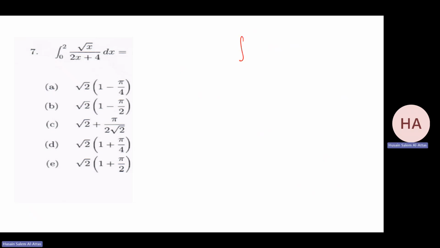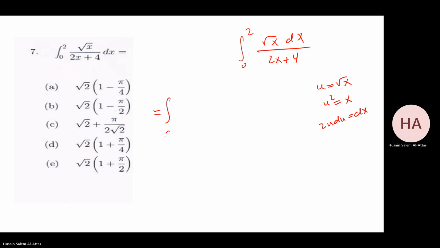Okay, 0 to 2. Let u equal square root of x, so u squared equals x, and 2u du equals dx. So I have this from 0 to square root of 2. Square root of x is u, dx is 2u du, and this is 2u squared plus 4. Yes, so that will be what?